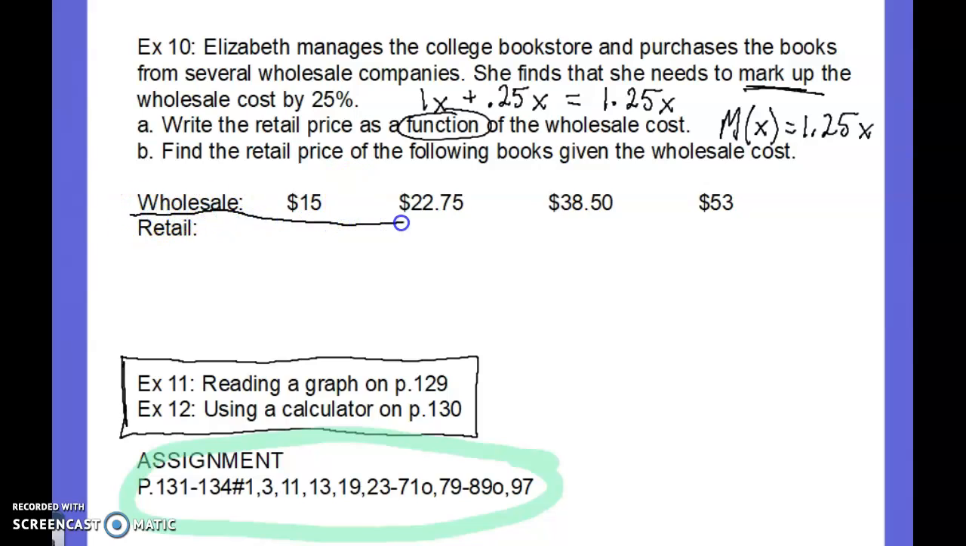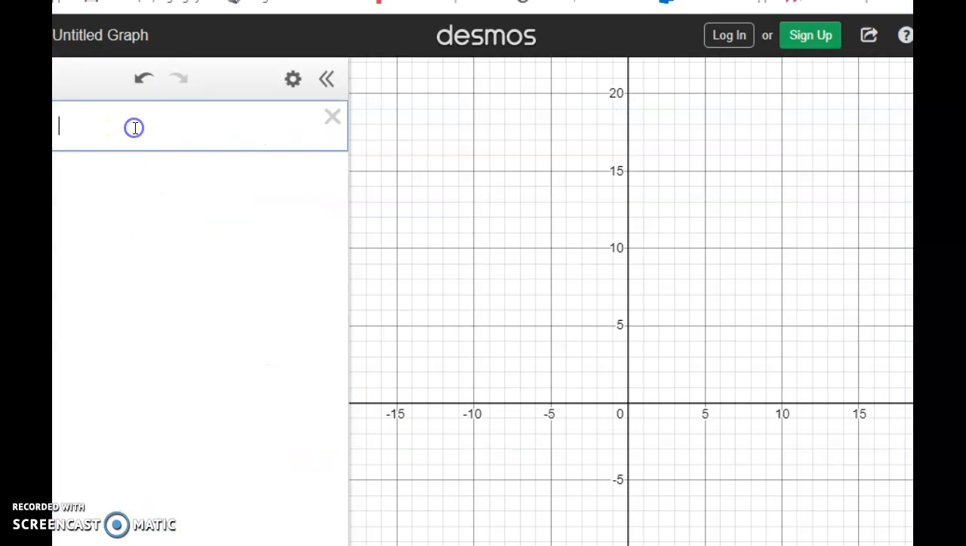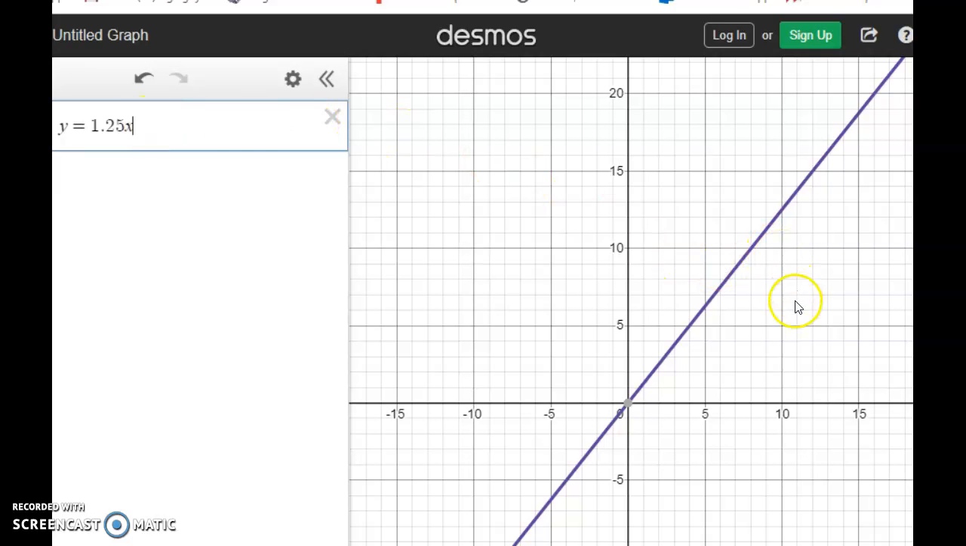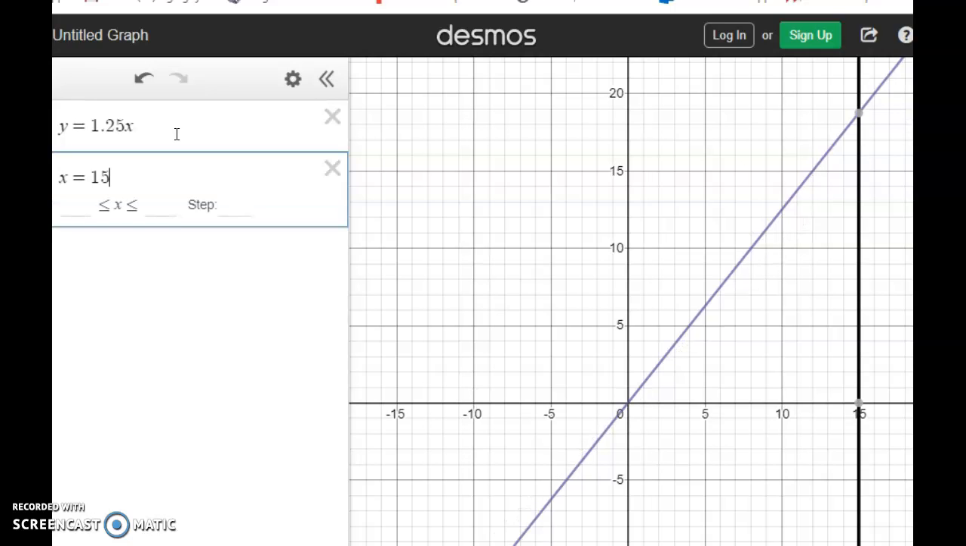talked about how we could use a graphing calculator before. So let me just show you how you could do this quickly with Desmos. So just pull up desmos.com. I think we've done enough of these. You can type in y equals 1.25x. Now what I could do is I could start putting in different values for x, like x equals 15, and then go up and see that Elizabeth needs to sell it for $18.75.